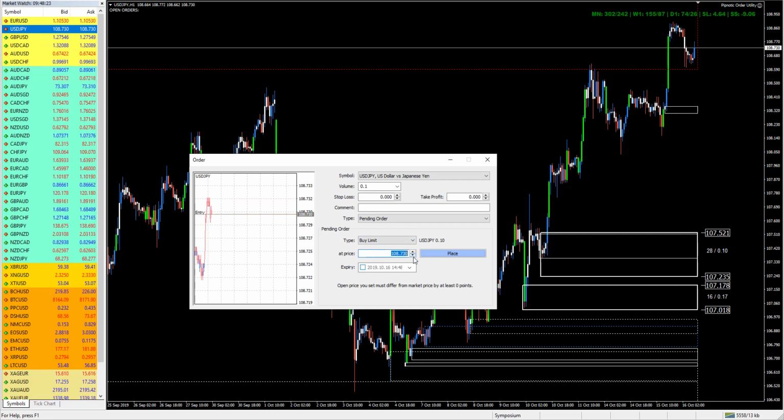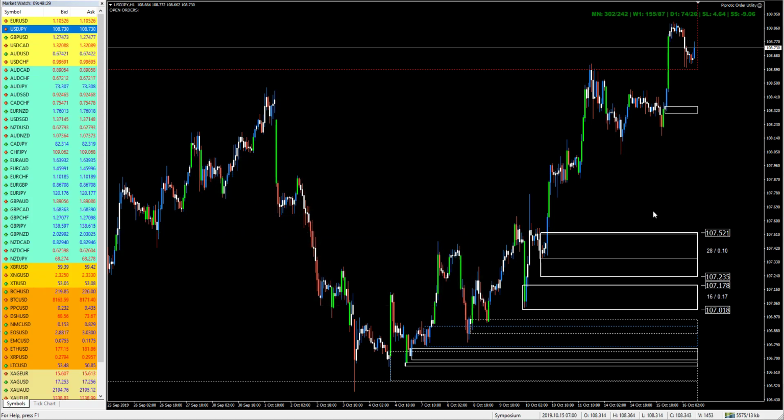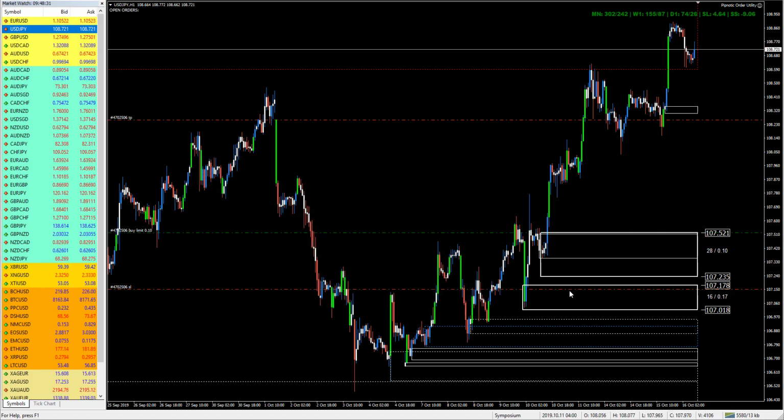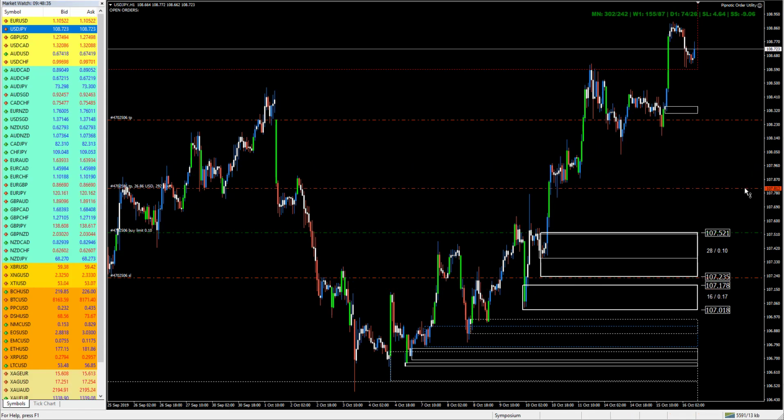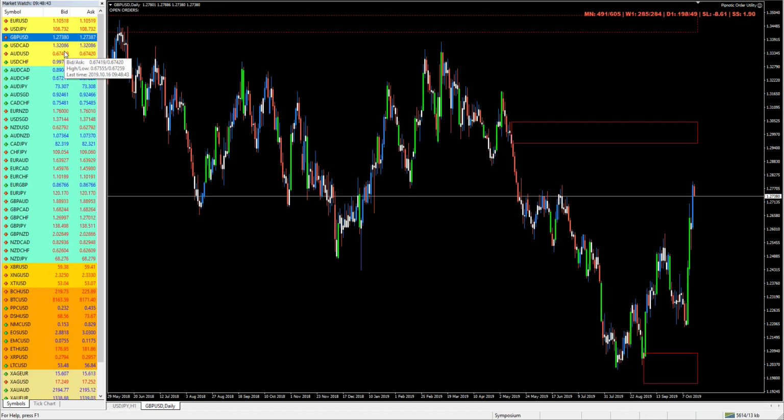So entry is 107.52. Plop that in there. I'm going to leave this in for a day. That looks fine just there. We can't really see what's going on yet because there's no opposing supply, so we'll leave that like that for the time being. Let's look at the pound American dollar.